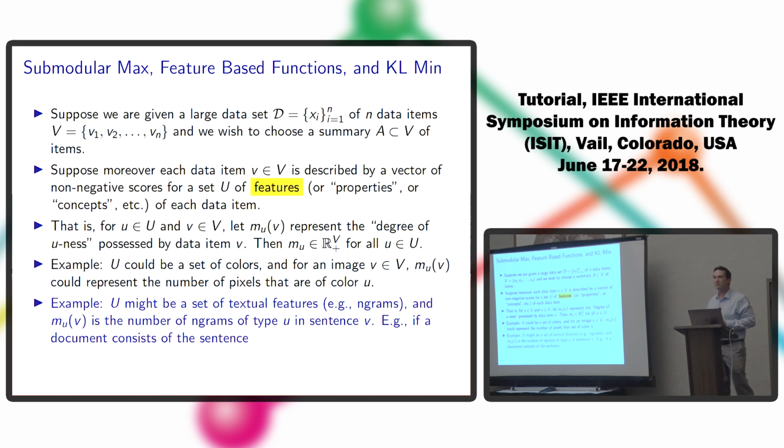In natural language processing, you could think of these as n-gram counts. Like if it's a document, M sub U of V could be the number of times that n-gram U occurs in document V. Like if it's about cities, if the word New York City appears frequently, then chances are the degree of New York City-ness is high in that document.